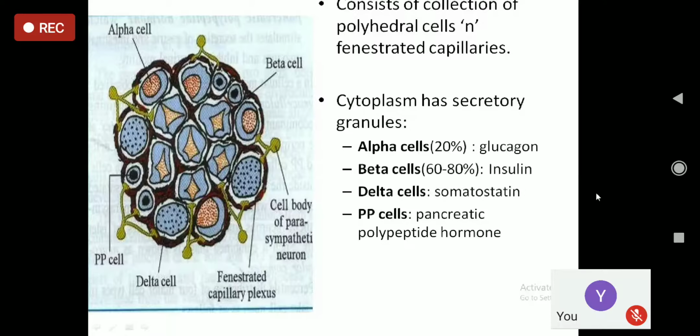As we know, insulin is the anti-diabetic hormone in our body, so it protects our body from becoming diabetic. And glucagon is the diabetogenic hormone, so they counteract each other. And the delta cells, which secrete somatostatin, help to suppress these two hormones. And pancreatic polypeptide is secreted by the PP cells, pancreatic polypeptide cells.